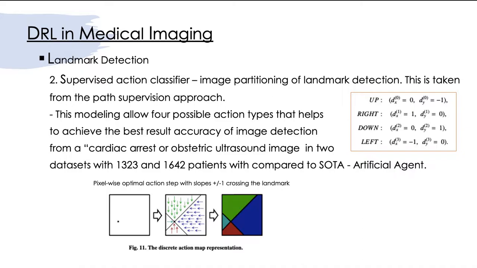The second one is the supervised action classifier. The image is partitioned, taken from the path supervision or supervised approach. This modeling has four possible action types that help to achieve the best accuracy of image detection. There is a formula that they use, the up, right, down, left formula that I pasted here. They took samples from cardiac and obstetric ultrasound images into a dataset, and they used this supervised action classifier. It shows the best result accuracy of image detection.